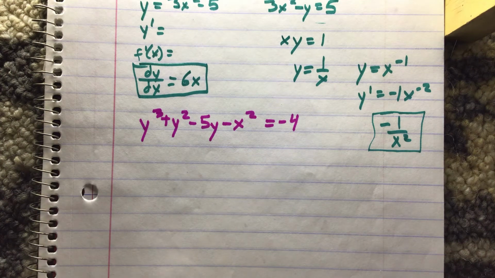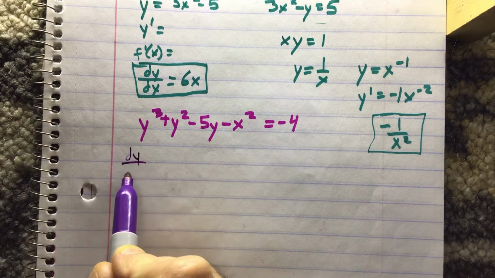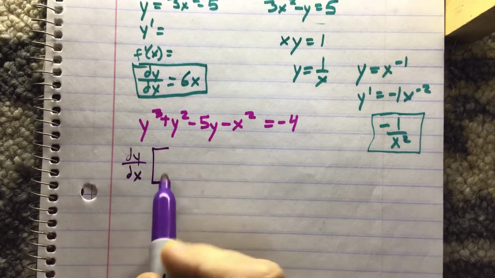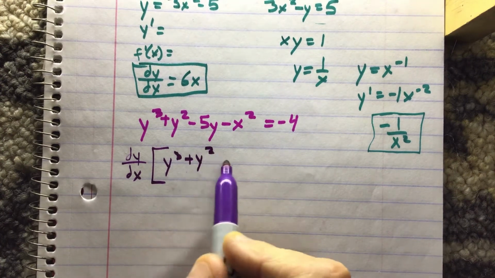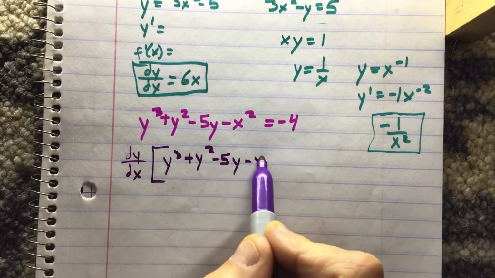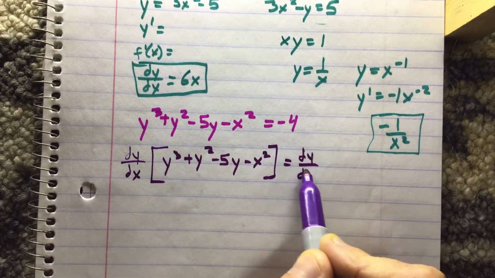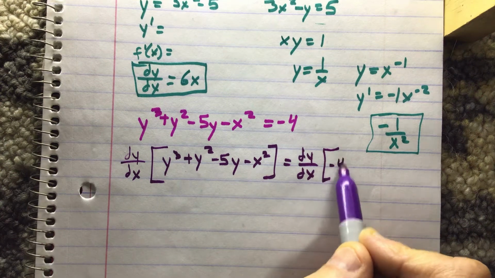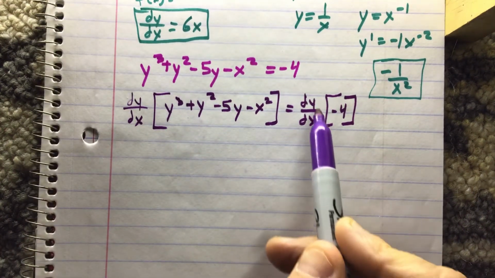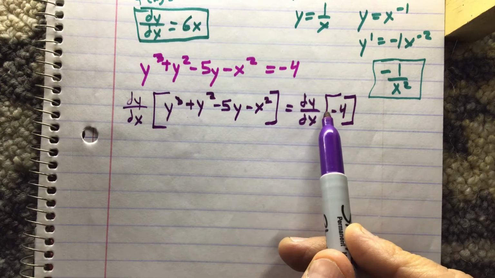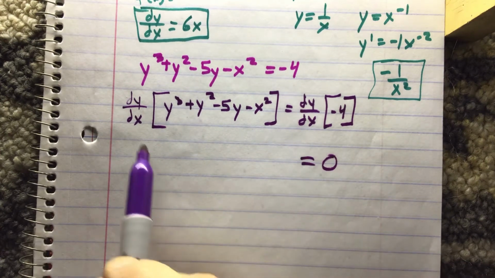So here's what it looks like. I'm going to work out the steps for you. The first thing you would do is say, let me take the derivative of both sides. So I'll say dy/dx of y to the third plus y squared minus 5y minus x squared is equal to the dy/dx of negative 4. So I'm just taking the derivative of both sides of the equation. We know that this is going to be 0. The derivative of a constant is always 0. So we can get that out of the way.